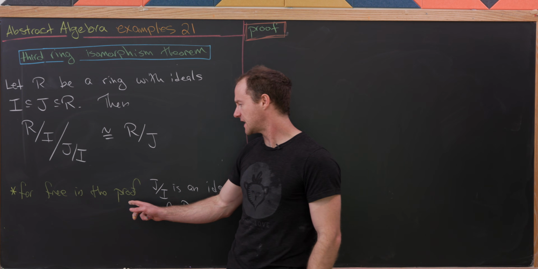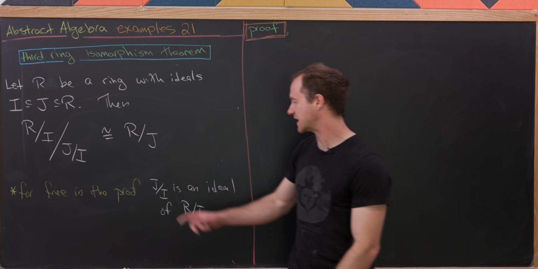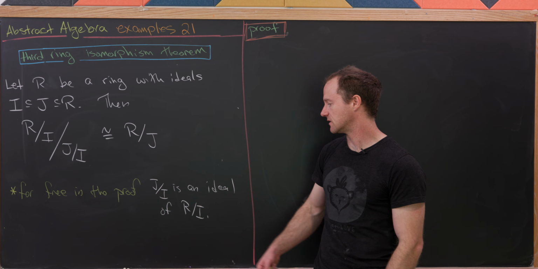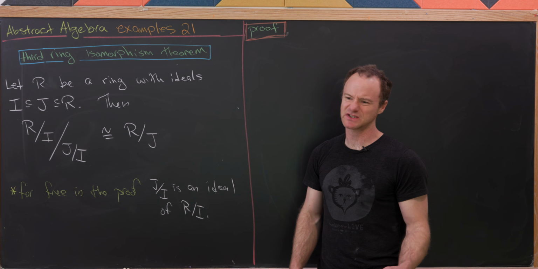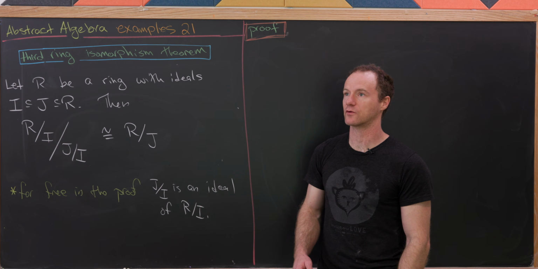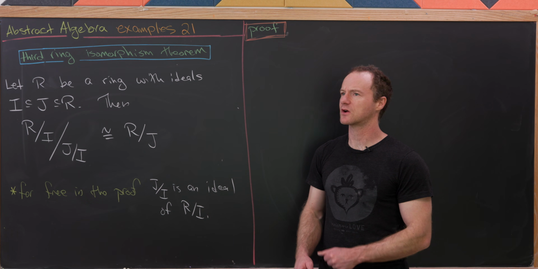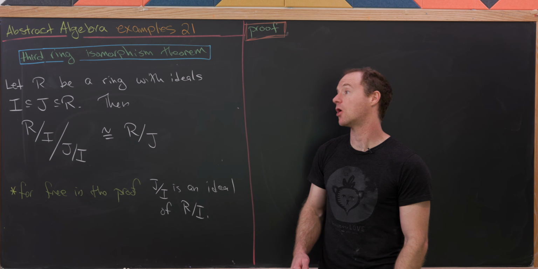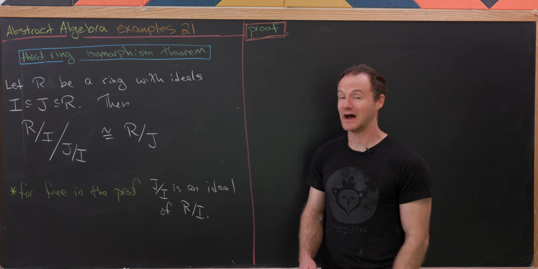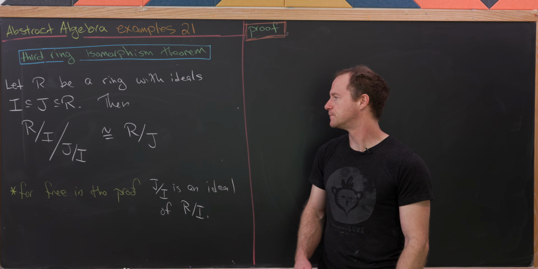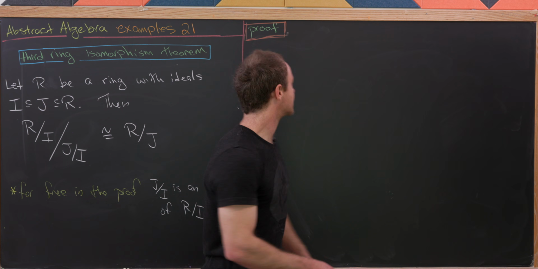And then for free inside of the proof of this, we'll show that J mod I is an ideal of R mod I. And that's just by exhibiting it as the kernel of a ring homomorphism. And the kernel of a ring homomorphism is always an ideal. I think we proved that before. Okay, so let's see how to do this.